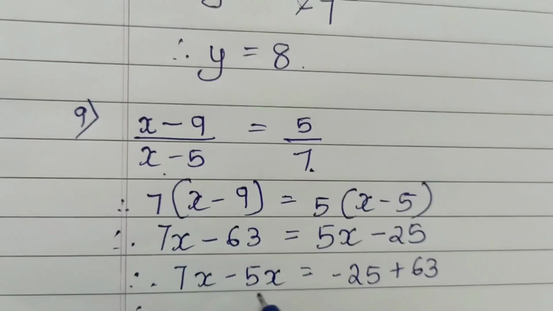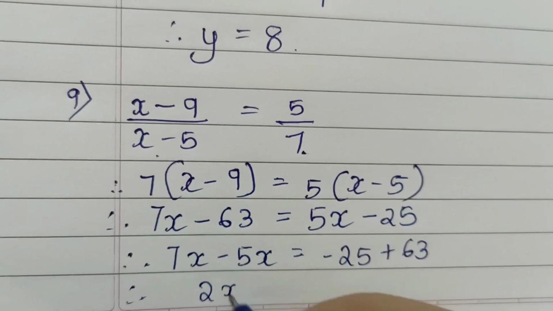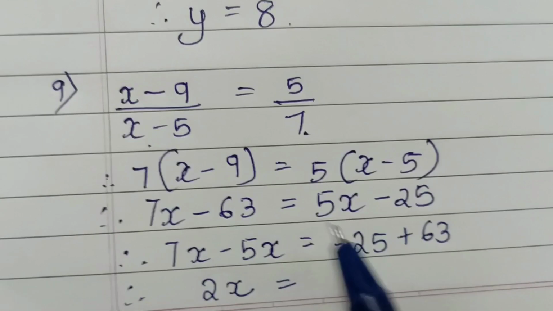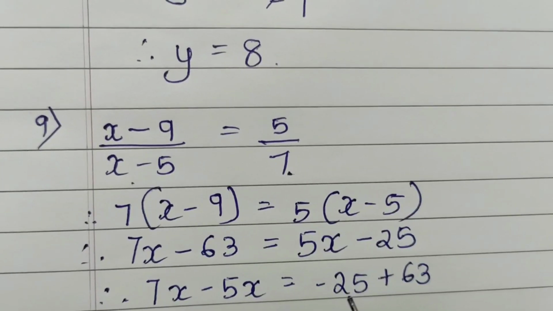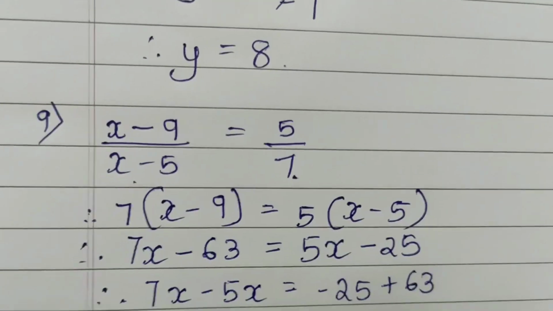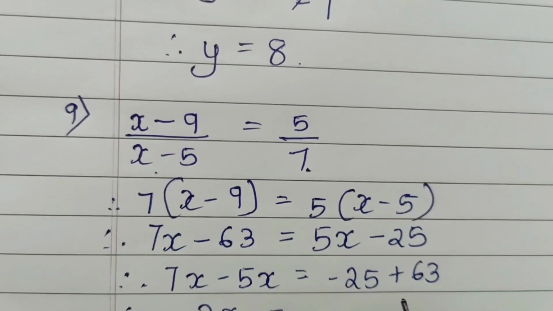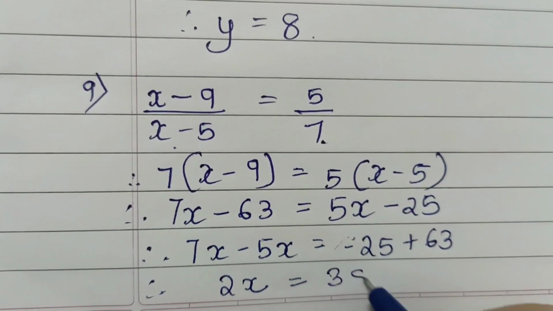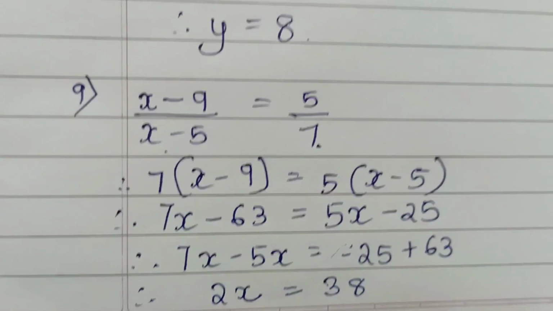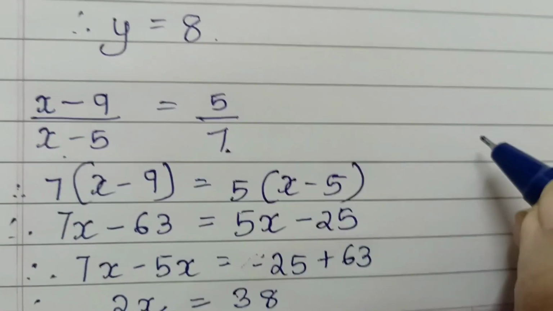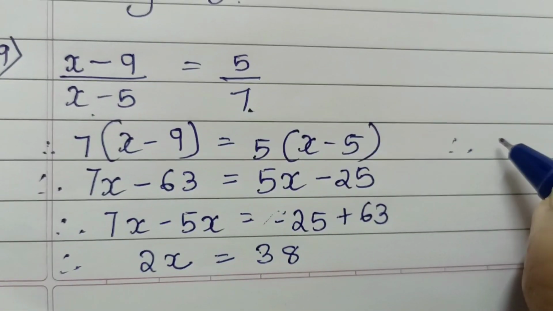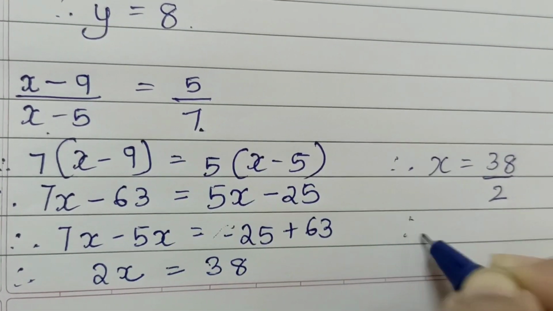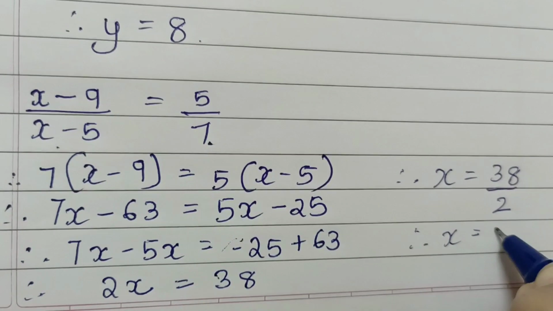So over here 7x minus 5x will give us 2x, and over here as you can see we have minus and plus. So plus into minus will give us minus. So 63 minus 25 will give us 38, and greater number has positive sign, so we'll write down here plus 38, that is considered. Now therefore I'm continuing over here, x is equal to 38 divided by 2. So the answer after dividing this will be 19.